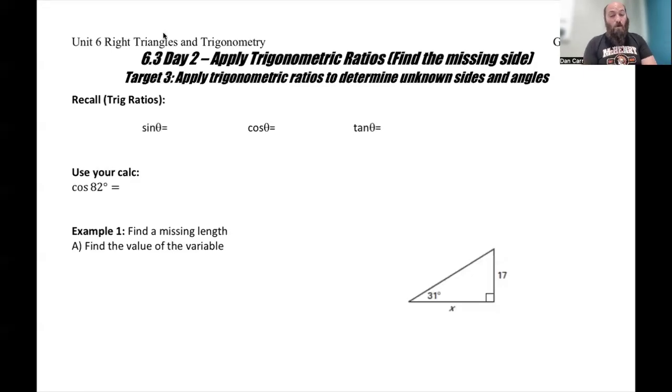Today we're going to be looking at 6.3 day 2. After we've learned how to set up our trig ratios, we're going to be able to use those trig ratios for finding missing sides, and that's our goal today.